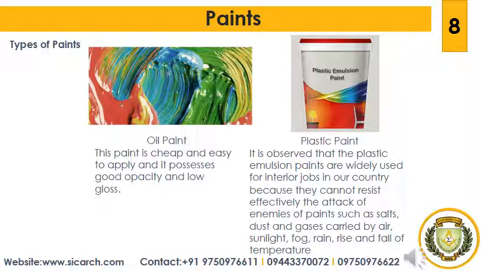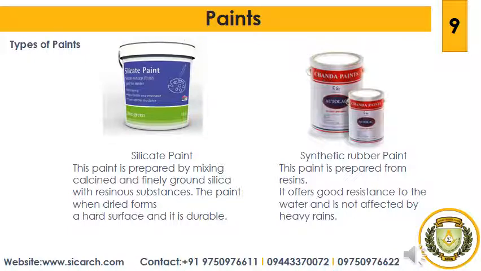It is desirable to wash the painted surfaces with wet cloth lightly at least once in a month. If this precaution is not taken, the dust particles would adhere to the surface and the paint may lose its good appearance. So the next type of paint that we are going to be seeing is the silicate paint.